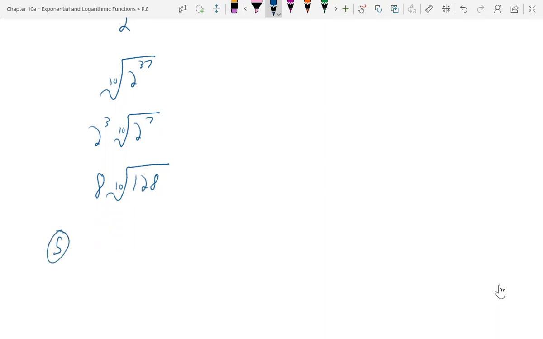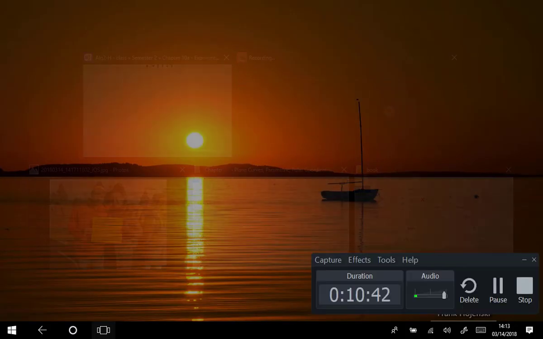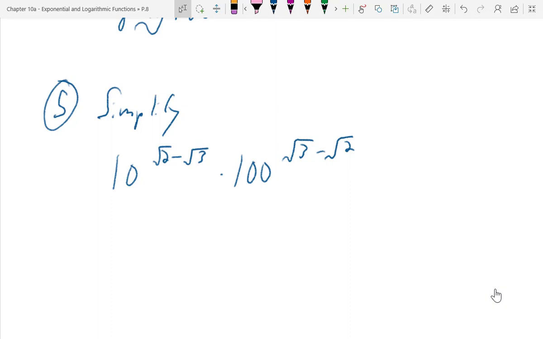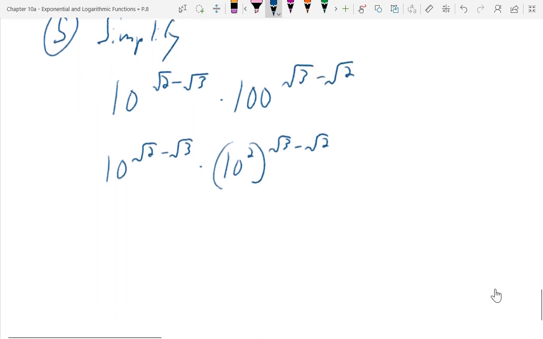Okay. Number 5. Simplify 10 to the root 2 minus root 3 times 100 to the root 3 minus root 2. The first one, you can't do anything with. It's 10 to the root 2 minus root 3. The second one, though, is 10 squared to the root 3 minus root 2. Key there is moving the 100 into a base of 10. And then you get 10 to the root 2 minus root 3 times 10 to the 2 root 3 minus 2 root 2.